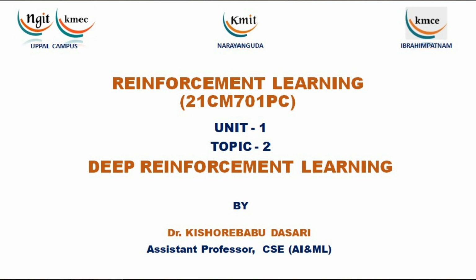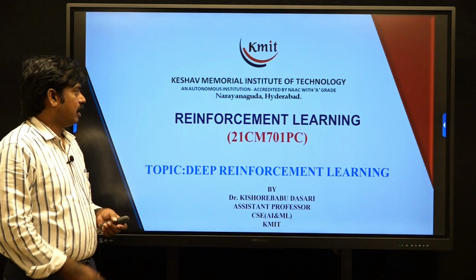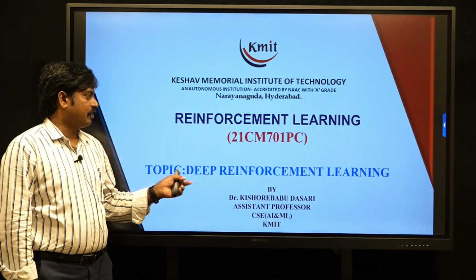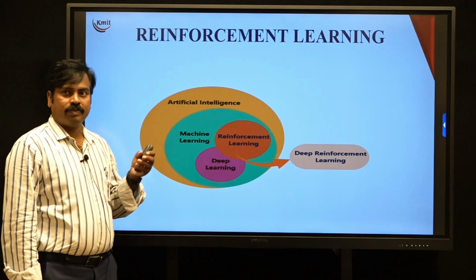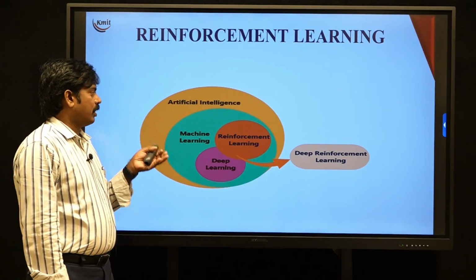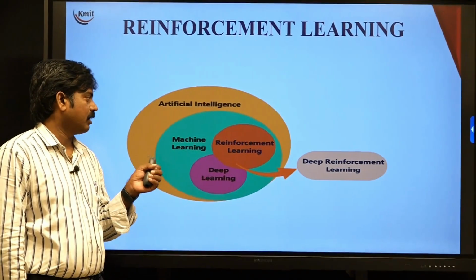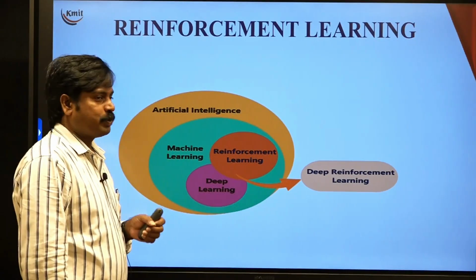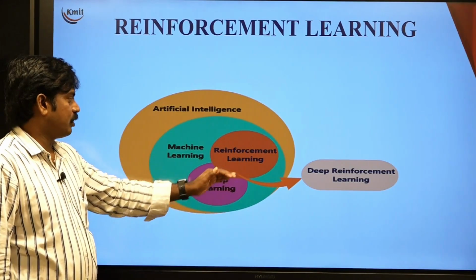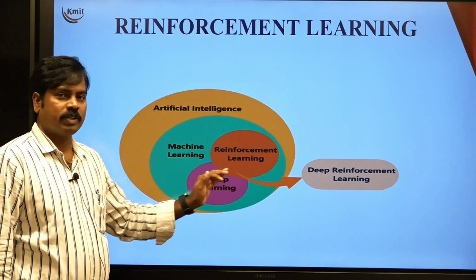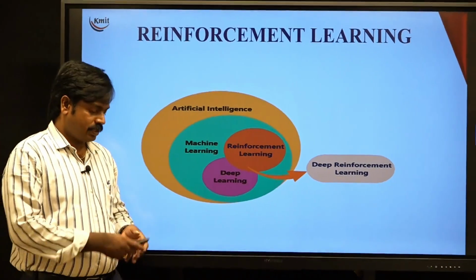Hello. Now I continue the next lecture of reinforcement learning. In this lecture, I explain deep reinforcement learning. In the previous lecture, I explained the relation between artificial intelligence, machine learning, deep learning, and reinforcement learning. Now the combination of reinforcement learning and deep learning is called deep reinforcement learning. I introduced them in the previous lecture.